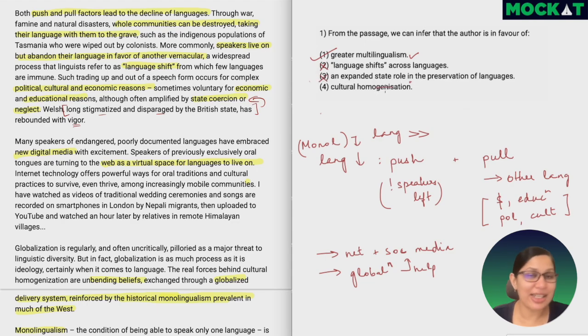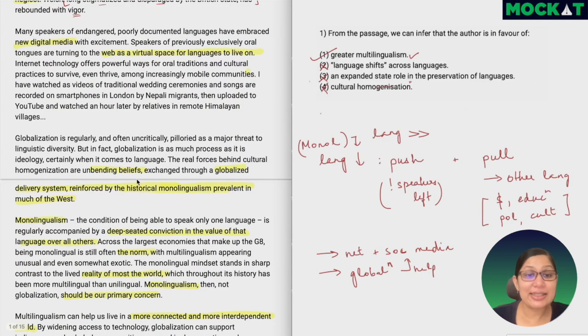Cultural homogenization, definitely not, right? When we want more languages, we don't want it to be homogeneous or the same. Monolingualism would be homogeneous. If you don't know the meaning of this word, you could still get it. Because if you see that, cultural homogenization is given as the problem, the real forces behind homogenization, it's something which is reinforced by monolingualism. So you can connect these two and understand that this is probably something the author is not in favor of. So option 1 becomes the correct answer here.